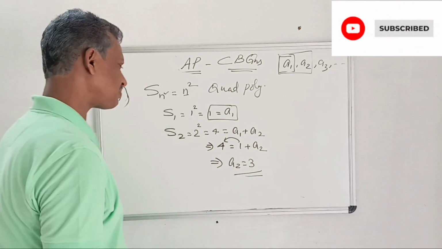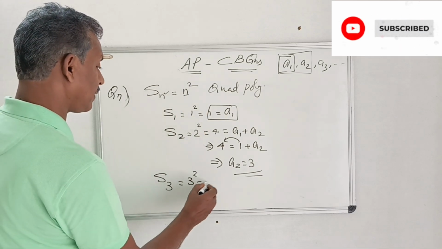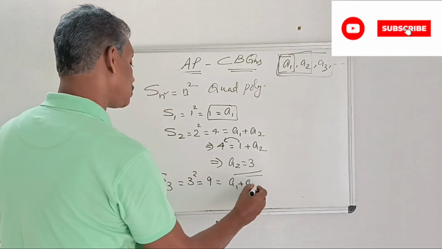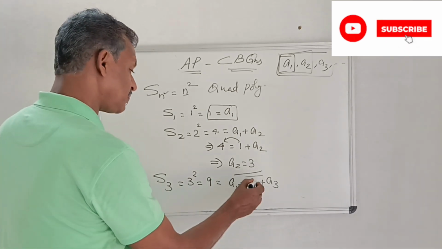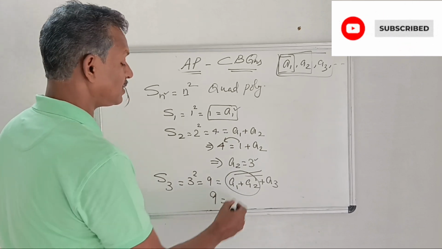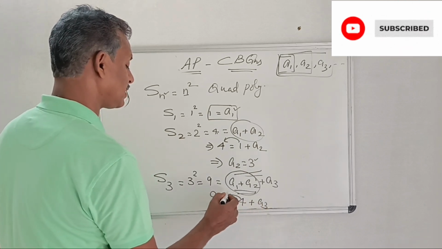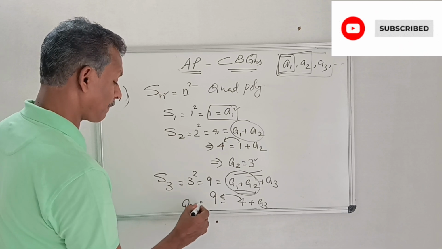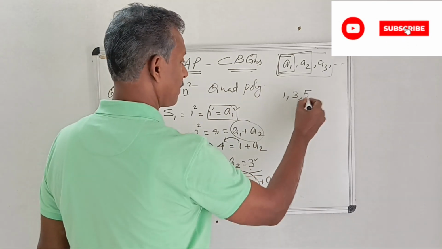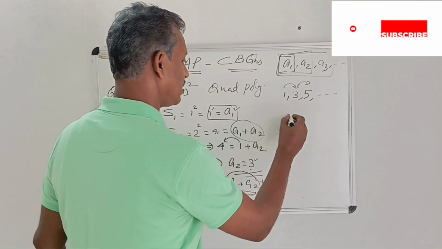If you want to continue a little more, S3 also we can find. 3 square is 9. What is S3? Sum of first three terms. You can write it is A1 plus A2 plus A3. We know the sum of the first two terms, or individually we know the first term and the second term. We can put the values. 9 is equal to A1 plus A2, which is already known, it is 4, plus A3. Shift this 4 here and subtract. You get A3 is equal to 5. So first term is 1, second term is 3, third term is 5. So we know this is an AP because it is increasing by a fixed number, 2. So the common difference is 2.